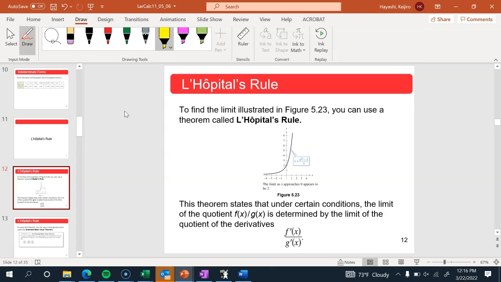So this is probably not the definition that you want to be writing down, but if you're taking a limit of some sort of quotient, something's on the top and something's on the bottom, and you're getting an indeterminate form, you can get the actual limit by just taking the derivative of the top and then taking the derivative of the bottom.